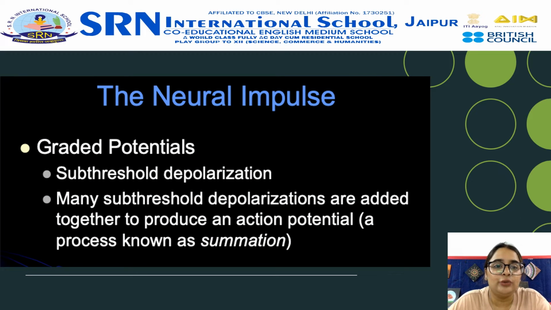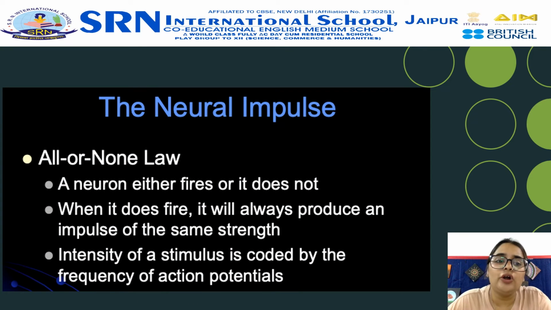Then we have neural impulse, graded potential, sub-threshold depolarization. Many sub-threshold depolarizations are added together to produce an action potential, a process known as summation. All or none law: a neuron either fires or it does not. When it does fire, it will produce an impulse of the same strength, and the intensity of a stimulus is coded by the frequency of action potentials.